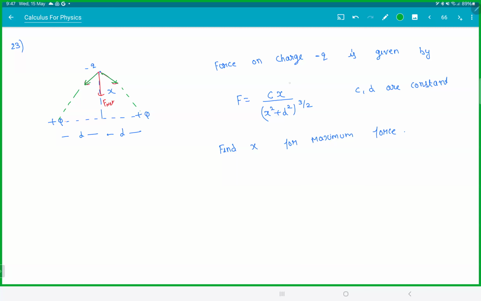So that value will come something like this: C into X over (X square plus D square) whole power 3 by 2. So for what value of X will the force on the charge be maximum? Meaning if you put this charge at different positions, you'll get different forces. There's one particular distance X where they'll attract with the maximum force. Indirectly, I'm just asking you to find the maximum value of this function. That's it. Try. First differential zero. Actually, you'll get the answer with one differential.